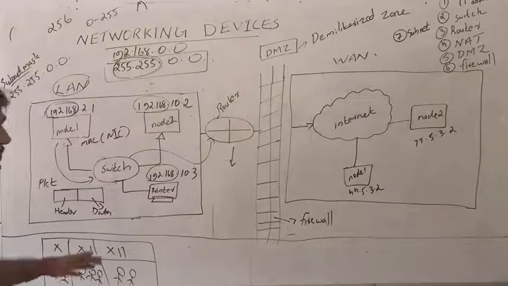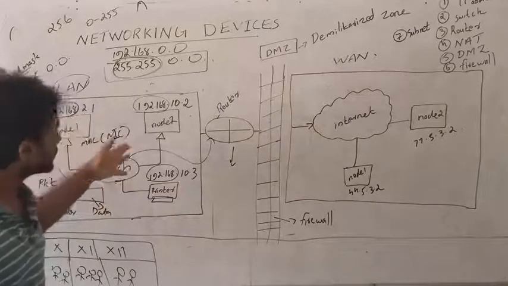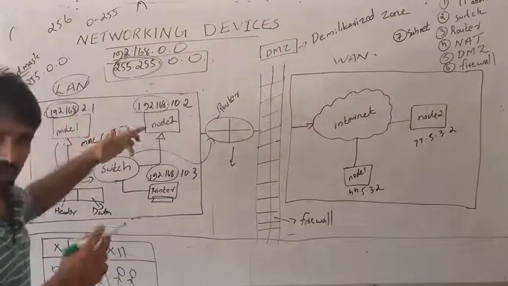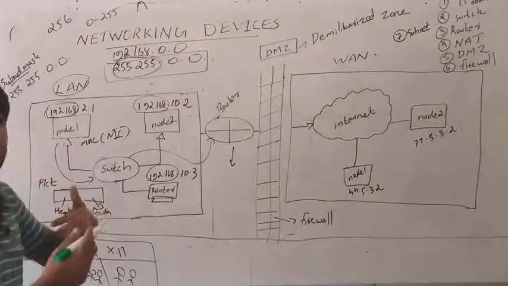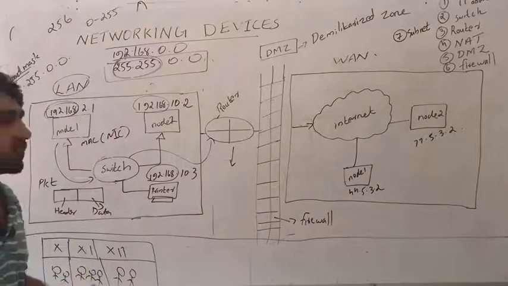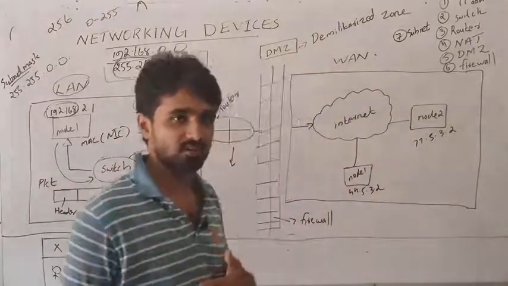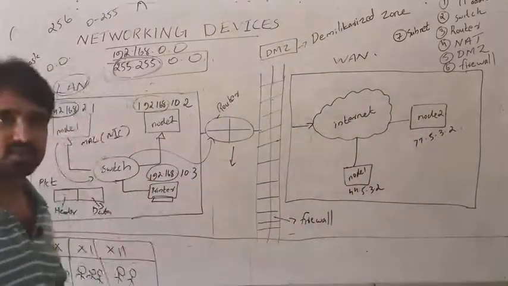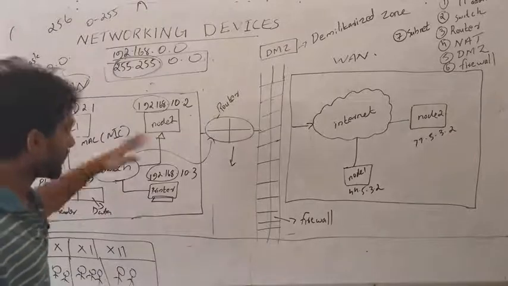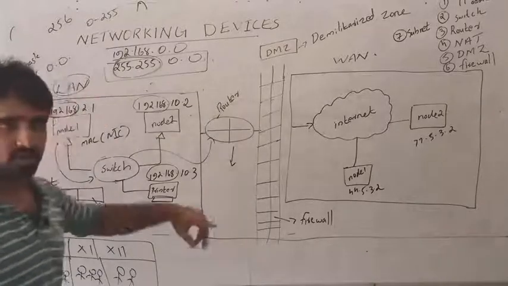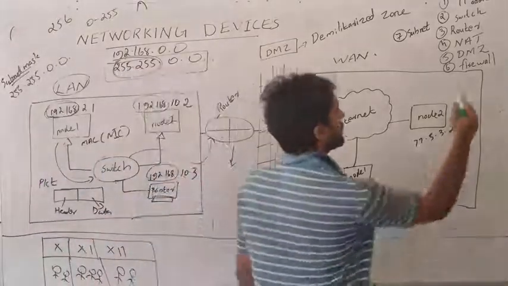192.168.2.1. Then it needs to convert this address to another address. Address translation is needed because this is only the LAN and this is the WAN. So we need to convert it. The router is responsible for that. It needs to convert this address to another address, and that is called NAT.